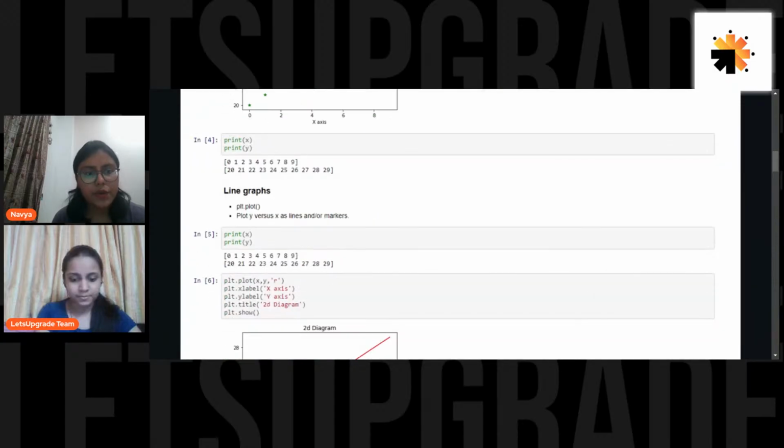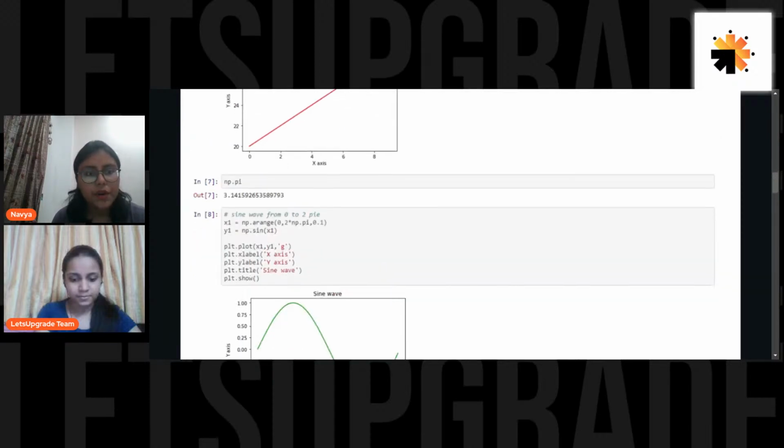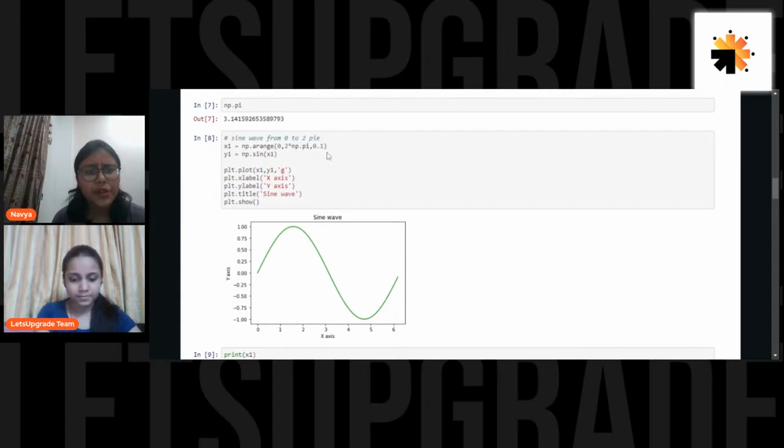Okay. Similarly, you can go with line graphs. For line graphs, maybe you can put x, y, x-axis, y-axis, title. You can see a line. Okay. When you come to, suppose you're trying to draw a sine graph. So sine में क्या होता है? 0, 2 into np into pi.